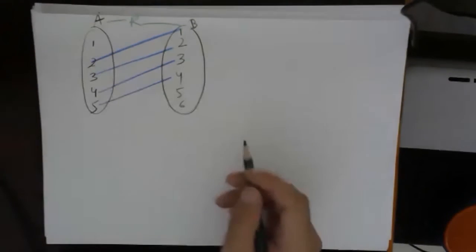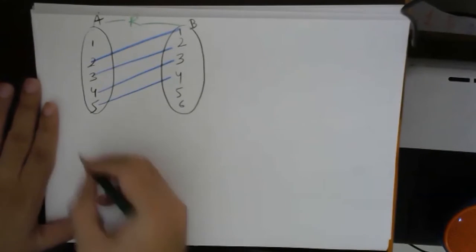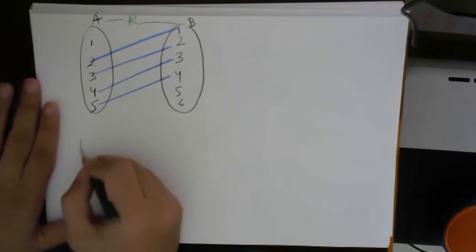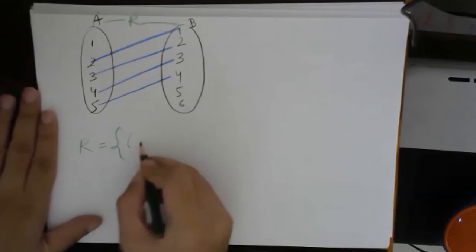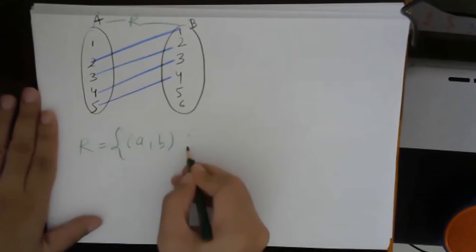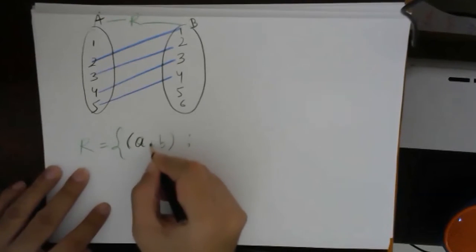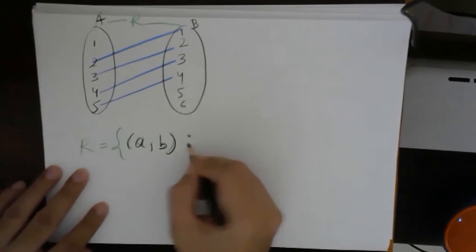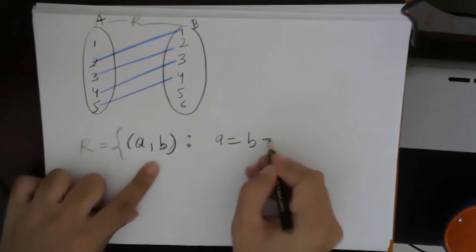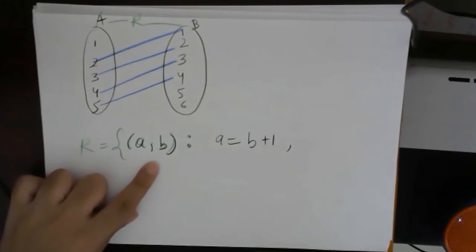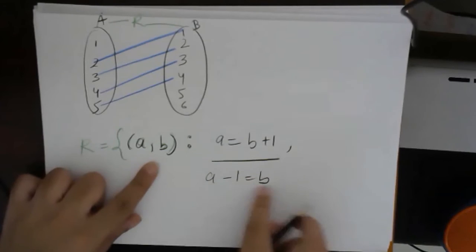Okay, let's see. Yes, A is equal to B plus 1. Very good, so you have got it correct. Suppose this is R, so I can write that R will have elements A comma B such that A is equal to B plus 1. Very good. A is equal to B plus 1, or if somebody has written A minus 1 is equal to B, very good.